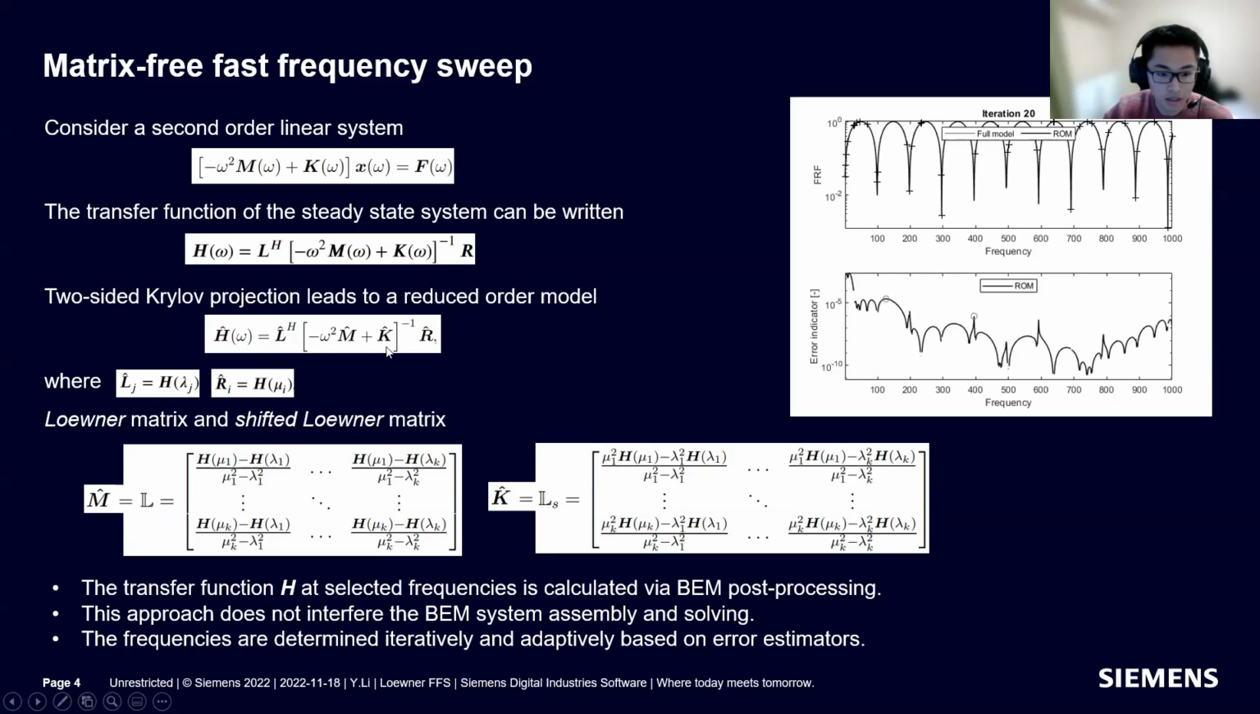The reduced order mass and stiffness matrices can be expressed by using the Loewner matrix and shifted Loewner matrix. In this way, we can see that the final formulation of these two matrices indeed uses the transfer functions themselves instead of the system information from BEM. So all these transfer functions at the selected frequencies mu and lambda can be computed by using the BEM post-processing step. These selected frequencies are determined iteratively and adaptively based on our error estimators.